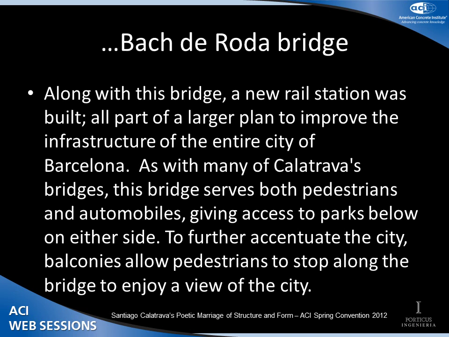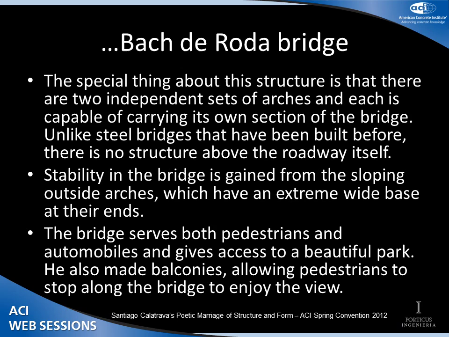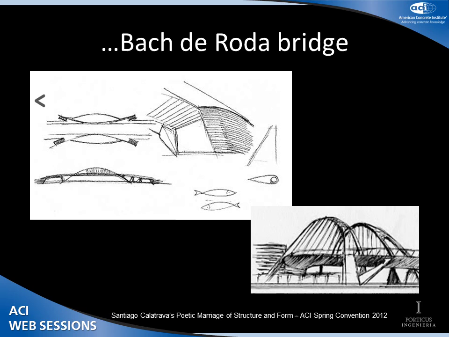The bridge itself has two sets of arcs to each side, and each set of arcs could sustain half of the bridge without the requirement of the other. So at the center of the bridge, the structure is completely stable, and they're just tied together because of the functionality. This is the original sketch by Calatrava, and as you can see, you have two sets of arcs on each side, one that directly supports the deck and the other one that stabilizes the bridge, and I'm going to show you that.